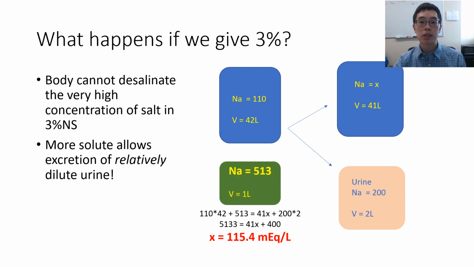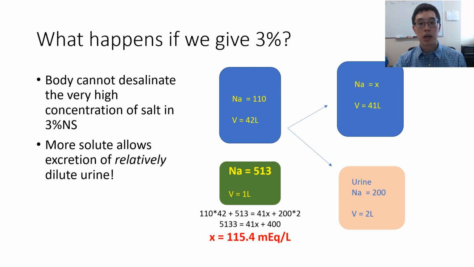Now, how do we correct somebody with a severe case of SIADH? To prevent desalination, we need to give the patient a very high concentration of salt, beyond that mandated to be excreted by the urine sodium concentration. In this case, let's see what happens when we give our patient 3% hypertonic saline. Recall that hypertonic saline has a sodium concentration of 513 millimoles per liter.